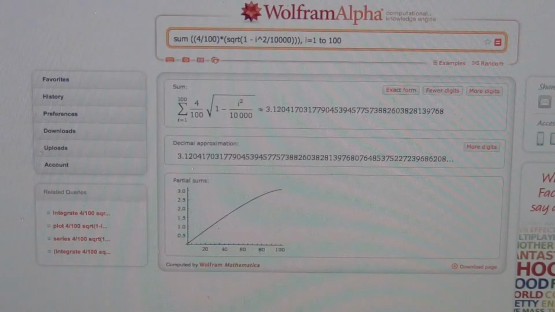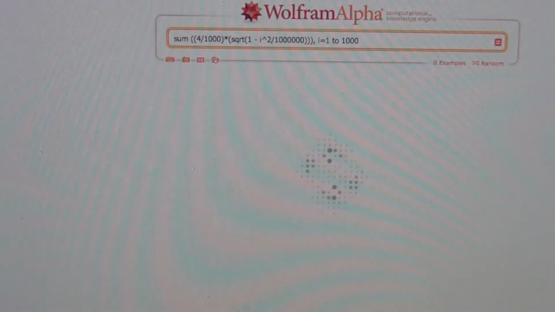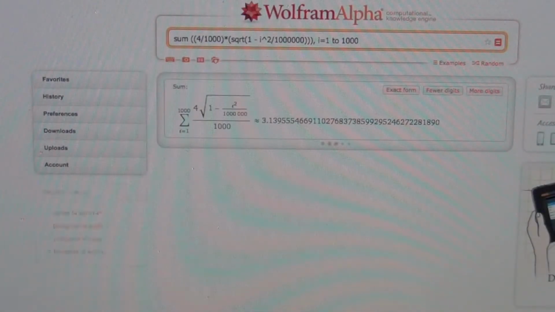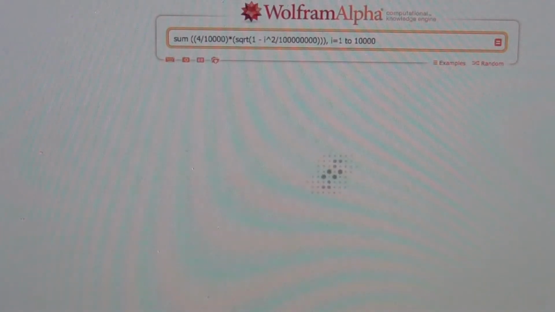Okay, what do you want to try next? Let's try 1,000. So 4 over 1,000. You got to add 2 more zeros because 1,000 squared is a million. We sum from 1 to 1,000. Nice. 3.139. Wow. Getting close. You want to try 10,000? Sure. All right, let's try 10,000. 10,000 squared, we got to do 2 more zeros and sum up to 10,000, and this will be the last one we do. I don't know if Wolfram Alpha can do this or not.